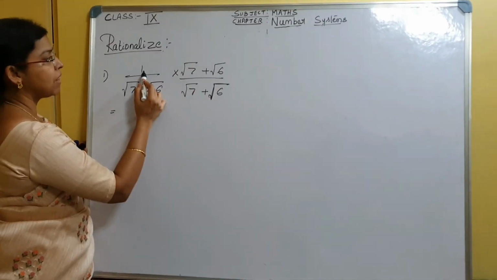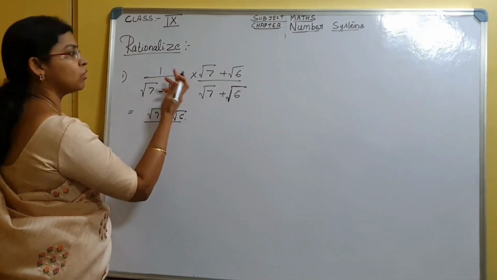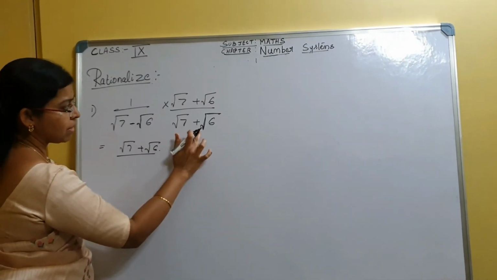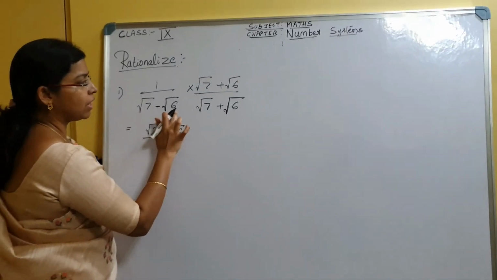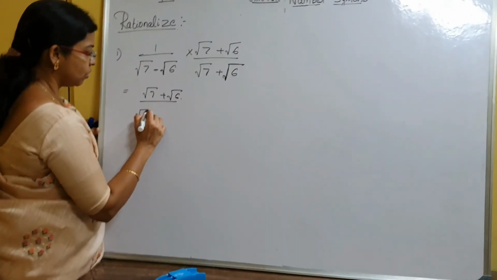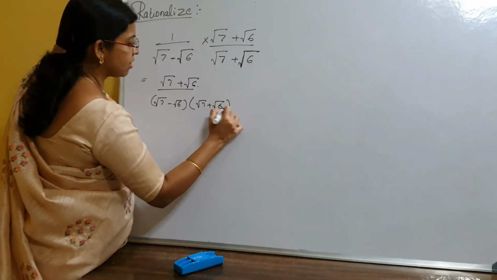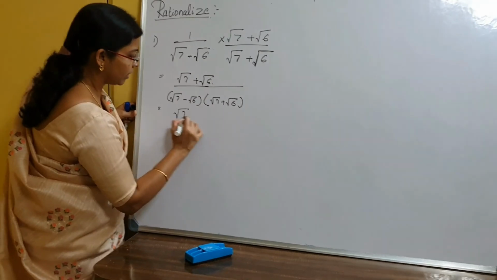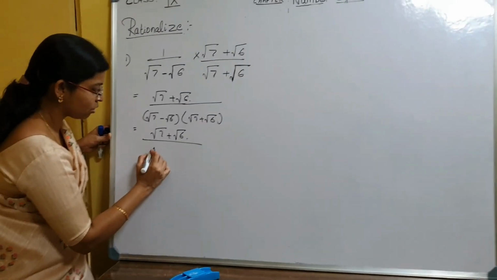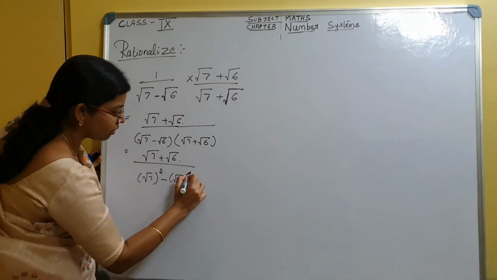So the numerator, we will multiply with 1. What happens? Root 7 plus root 6 into 1 is the same. What happens to the denominator? Root 7 minus root 6 into root 7 plus root 6 is in the form of a minus b into a plus b. Therefore, a minus b into a plus b is a square minus b square. The numerator is retained. Here a minus b into a plus b gives you a square, root 7 the whole square, minus b square, root 6 the whole square.